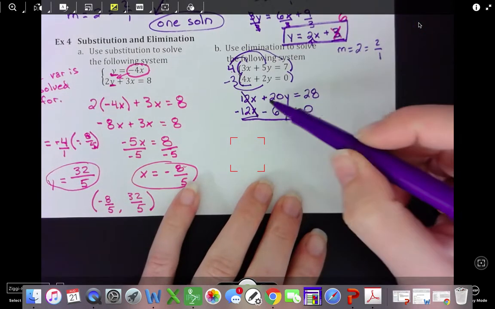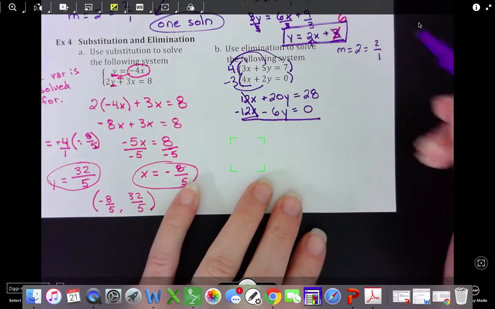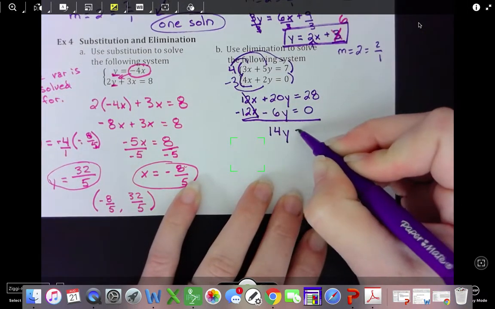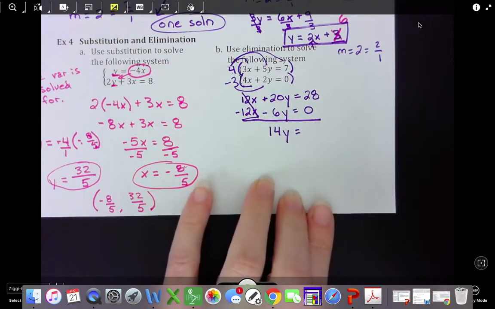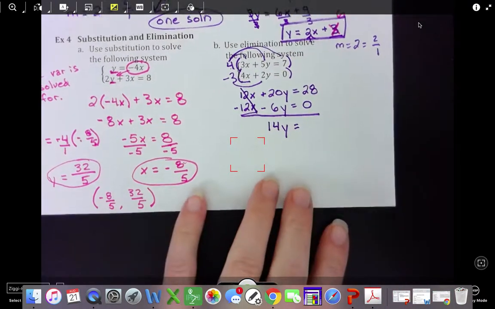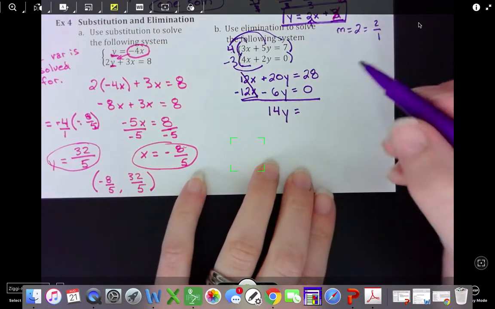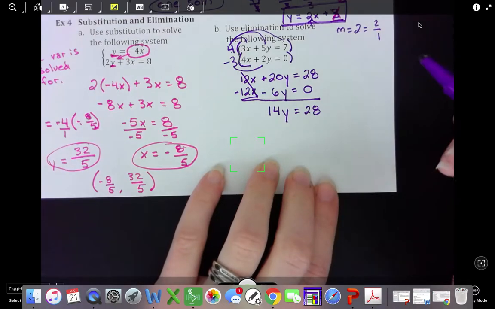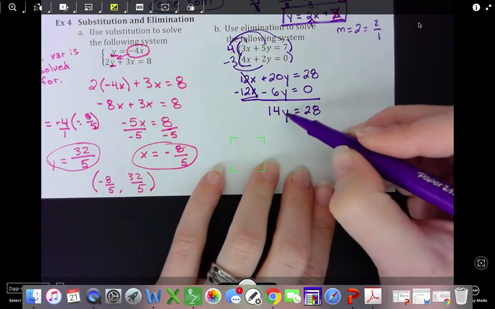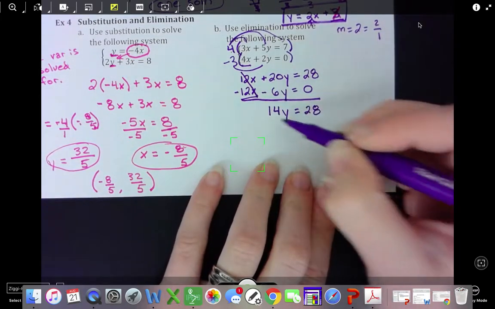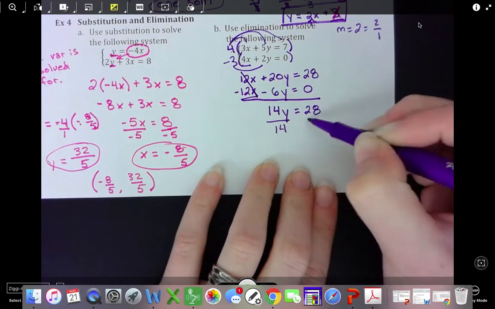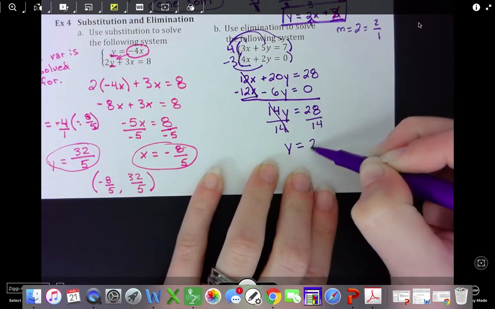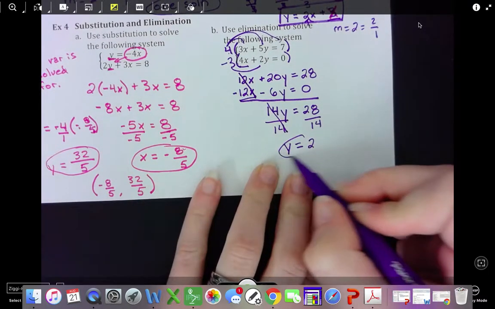Then we've got 20y minus 6y. 20y minus 6y is 14y. Make sure that y goes with it. The y doesn't cancel out when you subtract; just the numbers subtract each other. So 14y, and then 28 plus 0 is 28. Okay, this is going to come out as a nice number. To get y by itself now that I have no x's, I just divide by 14, divide by 14. Y equals 2. Okay, I'm going to circle it.